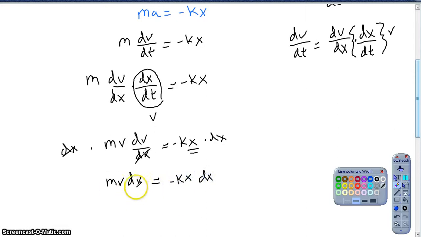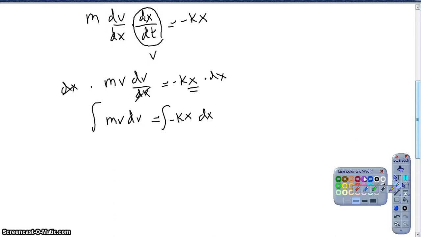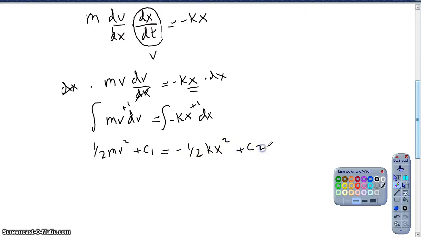So once again, the dv and the dx tell me I need to integrate both sides with respect to either v or x. On the left hand side I integrate with respect to v. Once again I increase the power by 1 and then divide by that new power. So I get 1/2 mv squared plus some constant. On the right hand side I get negative, again integrating with respect to x, very similar, 1/2 kx squared, and hopefully that looks like it's ringing some bells. And then over here I have a second constant.